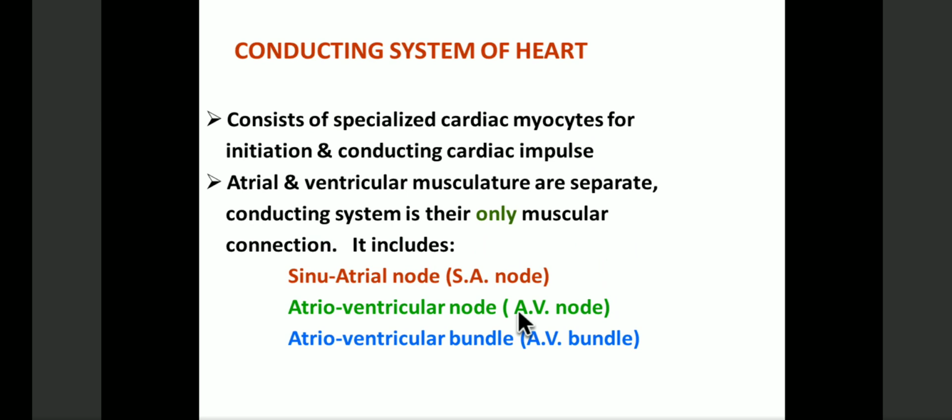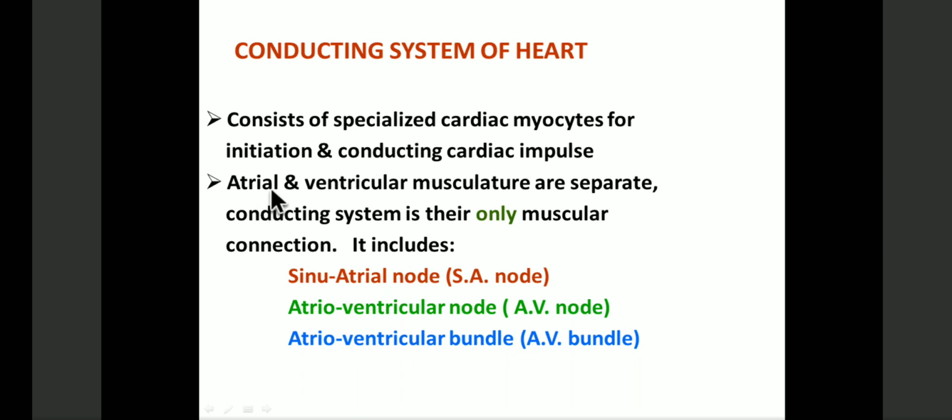What about the conducting system of the heart? You know, the heart is capable of automatic rhythmicity. Basically, the wall of the heart, apart from the simple cardiac muscle, has specialized cardiac myocytes, which have the capacity for initiation and conduction of cardiac impulses.